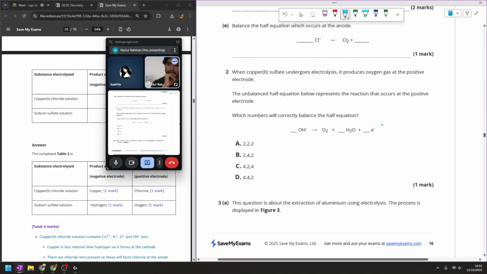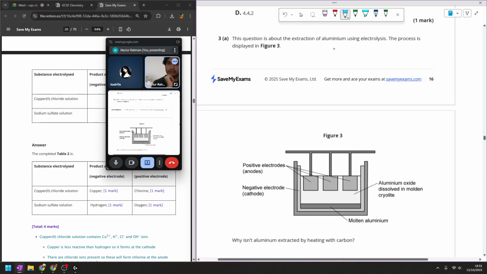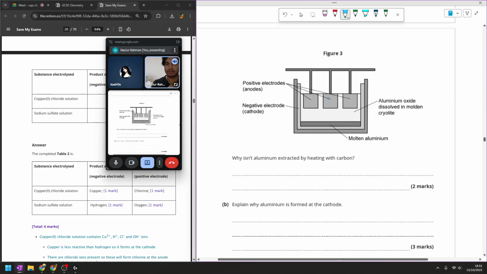Yeah. So this question is about the extraction of aluminium using electrolysis. The process is displayed here. So we've got the positive electrodes, and we've got the negative electrodes. So you can imagine that's connected to the positive terminal of your battery, of your power source, and that's connected to the negative terminal of your battery. Right, something like that. So the electrons can go in here, and the electrons are then pushed onto the aluminium over here. Okay, so that's how the electrons are moved from one ion to another.